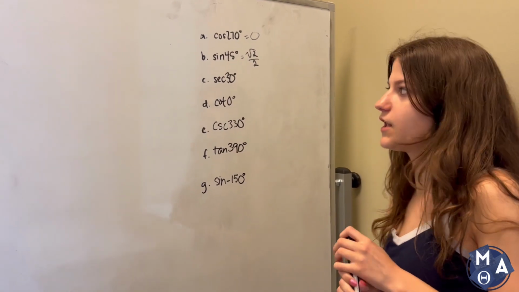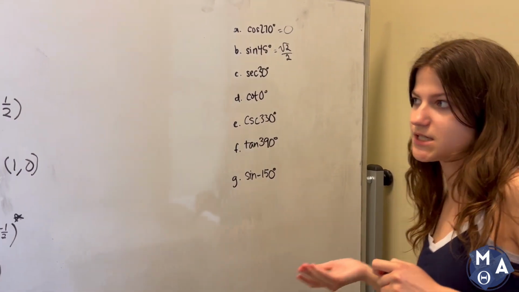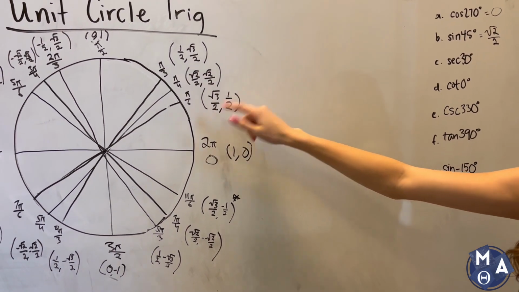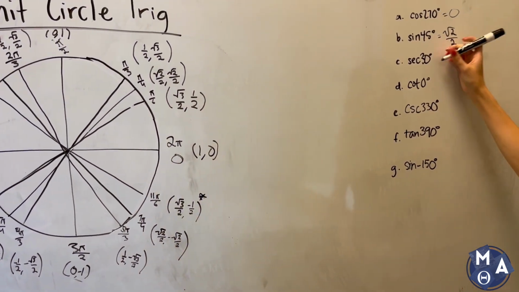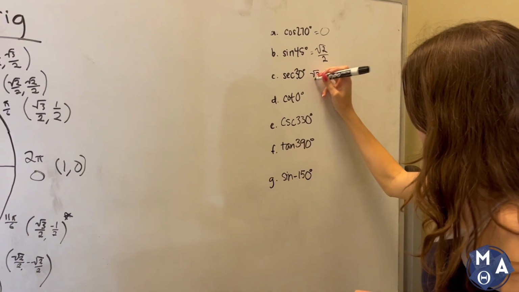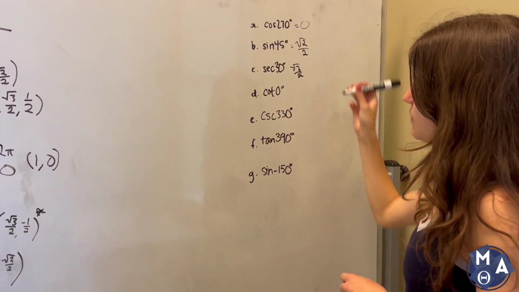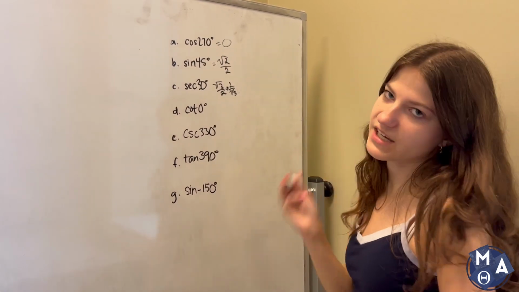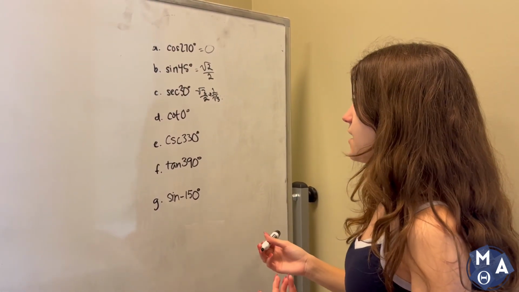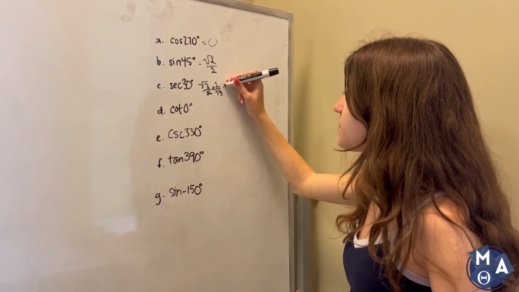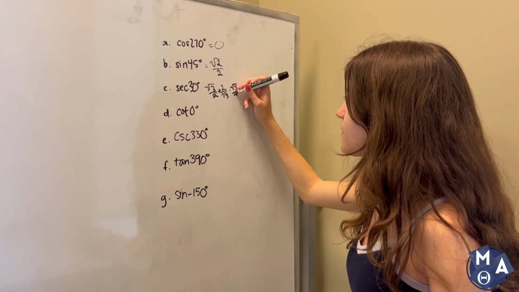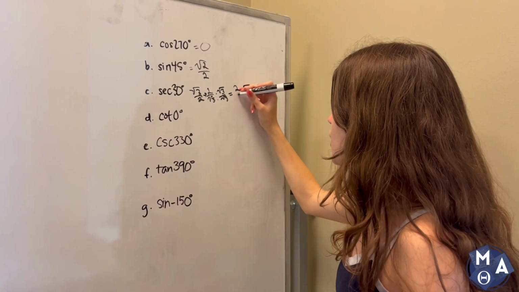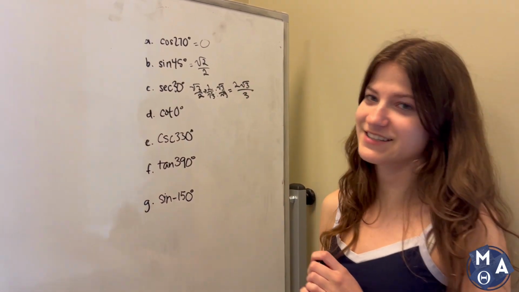Next, we have a little harder one, the secant of 30 degrees. Here, the cosine would be square root of 3 over 2, and the secant would be 2 over the square root of 3. But we cannot have a square root in our denominator, so we would multiply it by square root of 3 over square root of 3, and we would get 2 times the square root of 3 over 3. And that would be our answer.